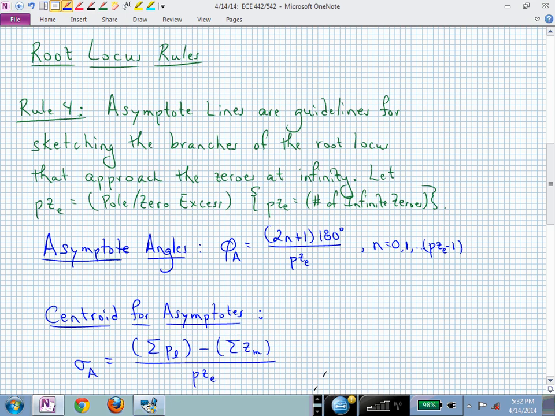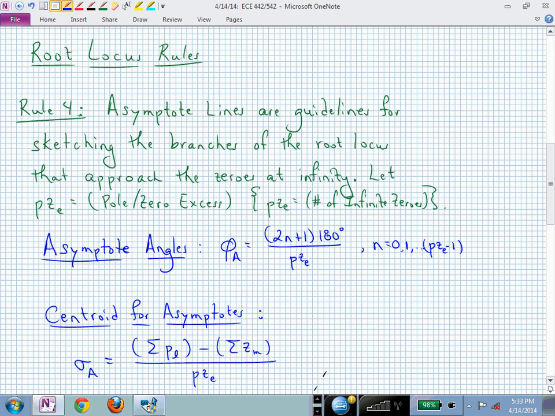But rule number 4, I'm assuming we've already talked about those 3 rules you now know. We'll start with rule 4, and these are basically guidelines that help you sketch the branches of the root locus that go off to infinite zeros. These are called asymptote lines. You'll have as many of these lines as you have infinite zeros. Where they're centered, we call that their centroid, where all of these lines originate on the real line.